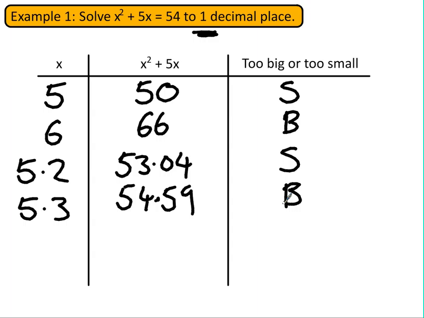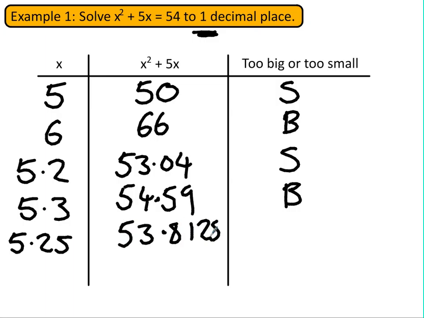Now to determine which of those it is, we need to input the number that is directly between the 2 points. So that's 5.25, and we do that even though the answer is to one decimal place. Now if we do 5.25 squared plus 5 lots of 5.25, we get an outcome of 53.8125. Now 53.8125 is too small. Now this tells us that our answer is somewhere between 5.25 and 5.3.